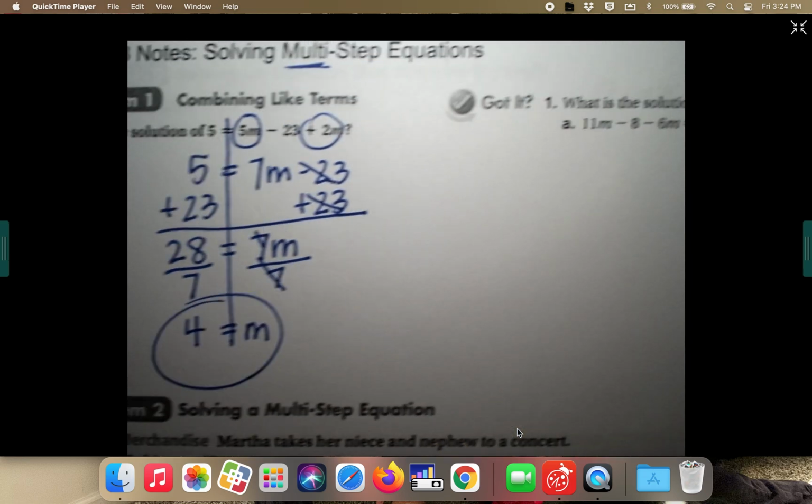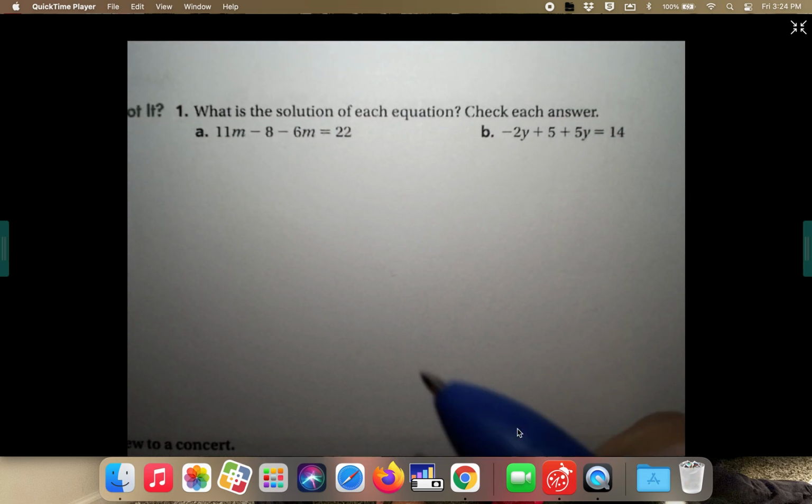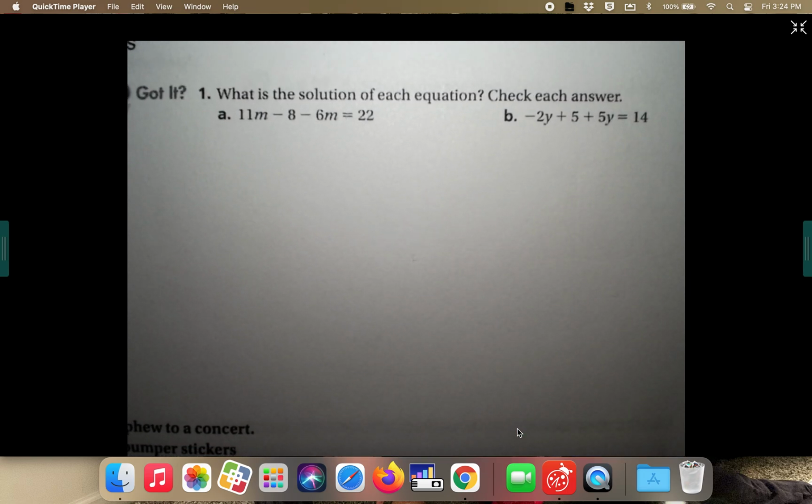All right. If you think you have that, there are actually 2 problems on the Got It this time. I'd love for you to push pause and try both of these on your own, and then push play and check your work.